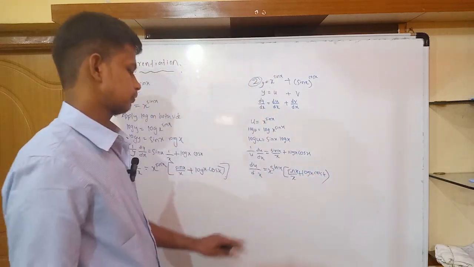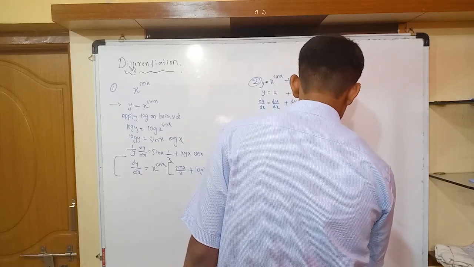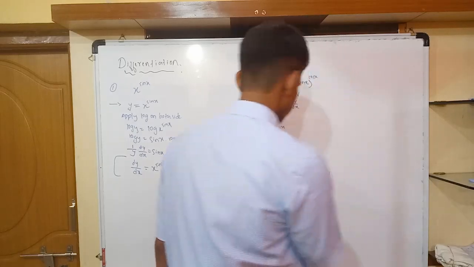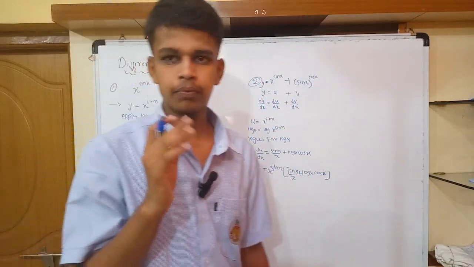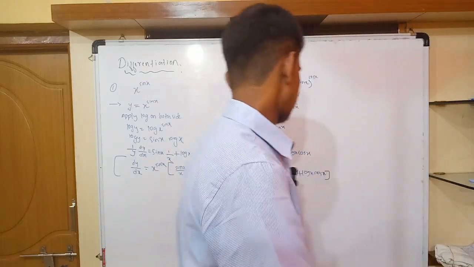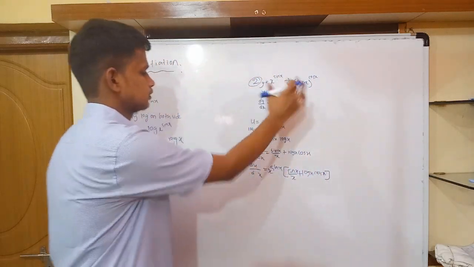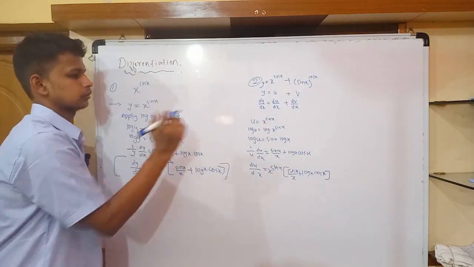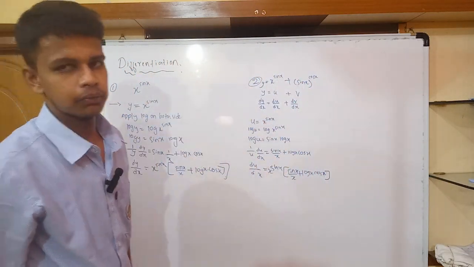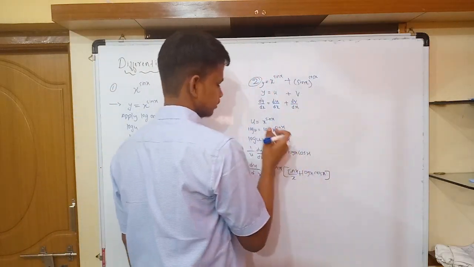Now I found the derivative of u, and we have to find the derivative of v also. I am considering this as a separate function, and this is another function. You have understood this question, and you have to know about this kind of thing. This is also the same as that one.